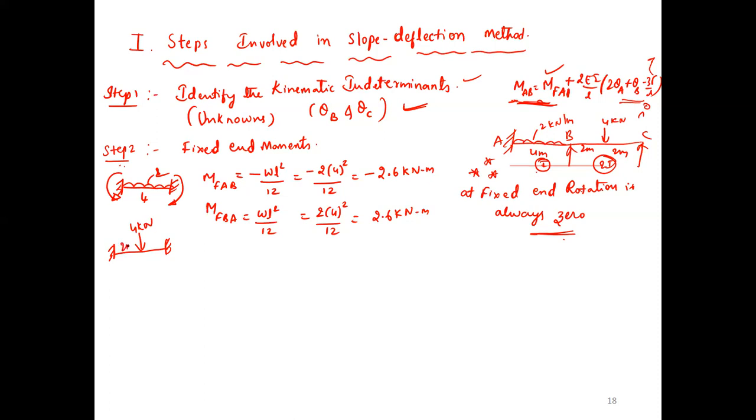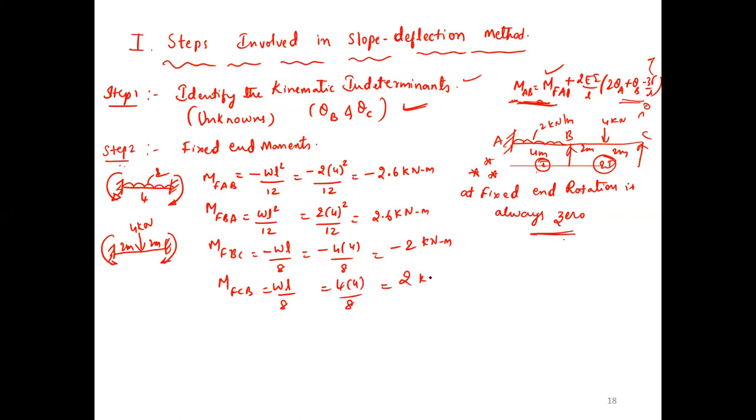Answer. 2 meter, 2 meter, anti-clockwise. What is MFBC? WL by 8, so minus 4 into 4 by 8, that is 16 by 8, minus 2. MFCB is WL by 8, so it is plus 2. So this is FEM.